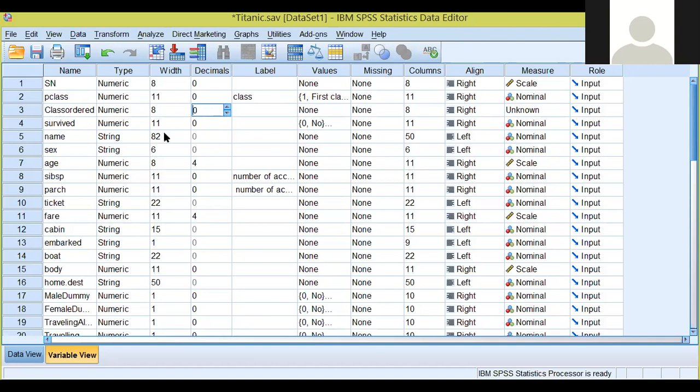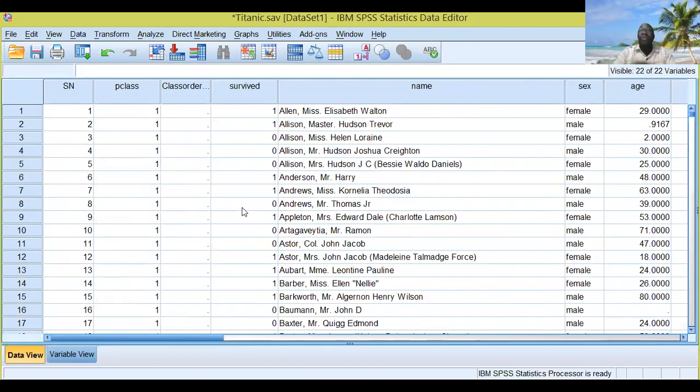Go back to the data view. I want us to look at the rank. When we say first class here, first class is the highest. So we want to reverse it.